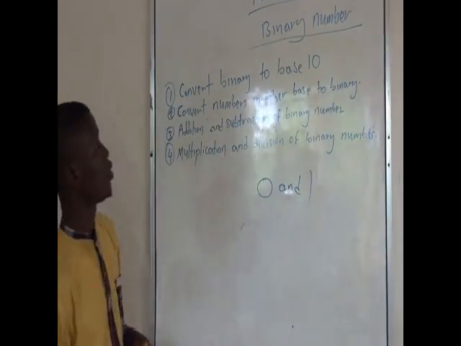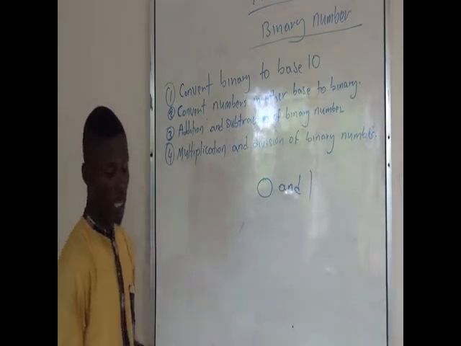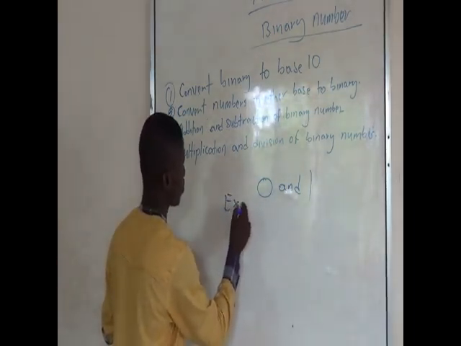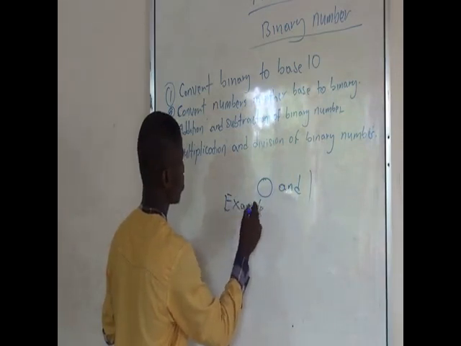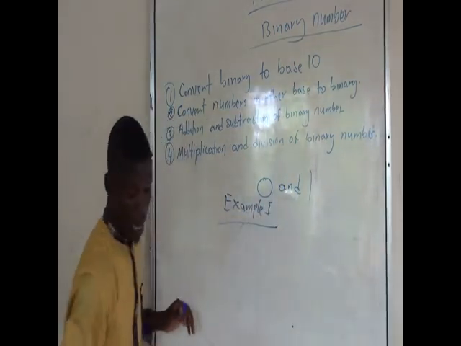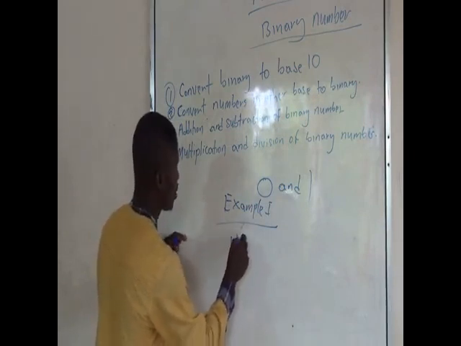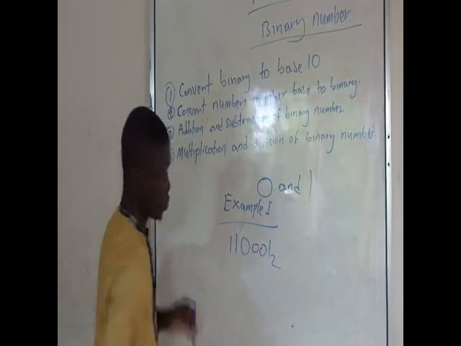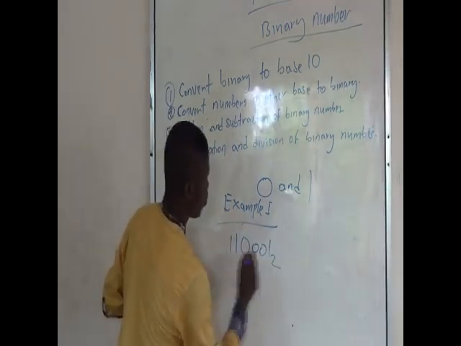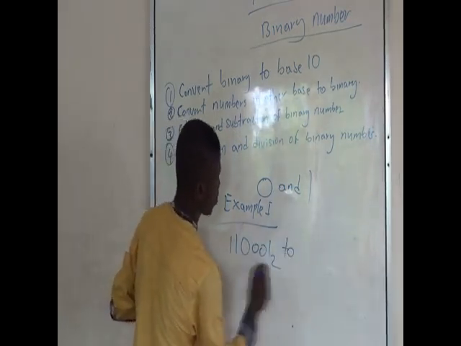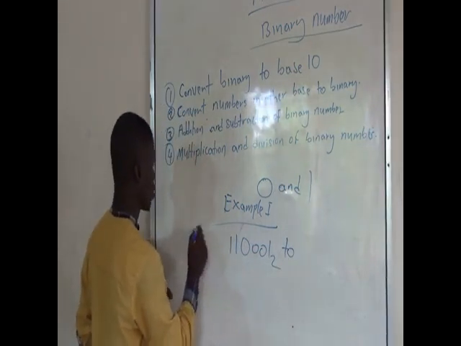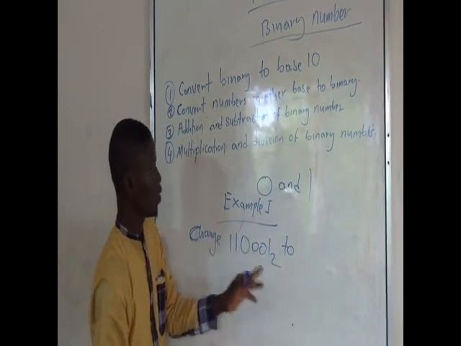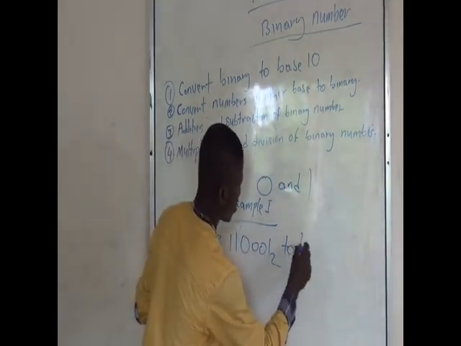Convert binary numbers to base 10. For example, I have example 1: 110001 base 2. Change it to base 10.